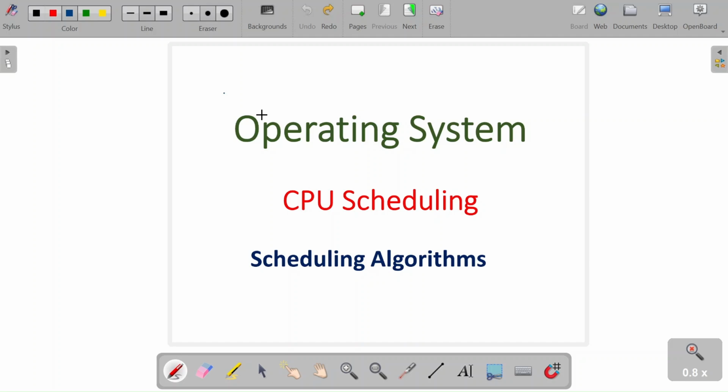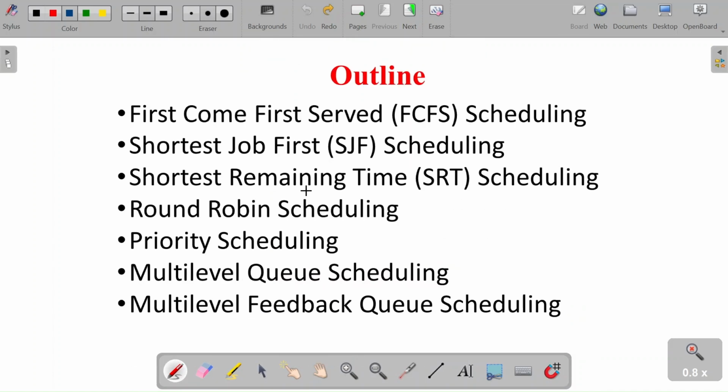Happy learning. Let's continue with the CPU scheduling. Earlier we discussed the basic concepts of scheduling and the criteria to choose the scheduling algorithm. Now in this session we will move on to the scheduling algorithms one by one. So what are the algorithms we are going to discuss?